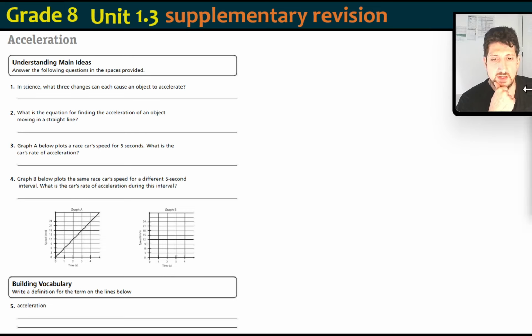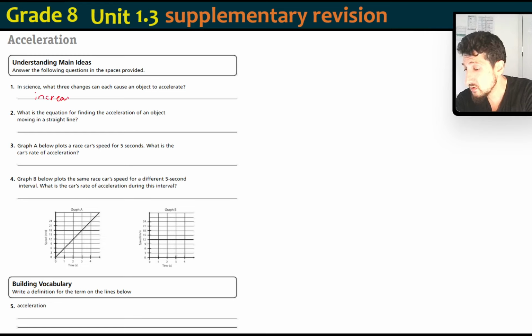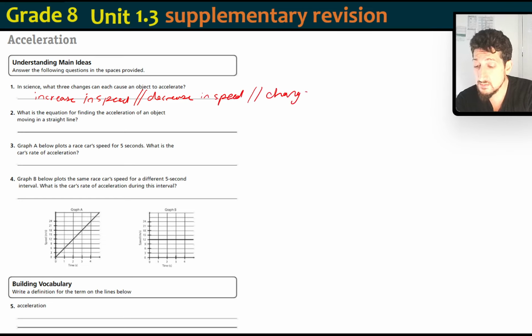This is something that we have talked about in class many, many times. Inshallah, most of you would get that the three changes are: an increase in speed, which is a form of acceleration; a decrease in speed, which is also acceleration; so either speeding up or slowing down; and the last one is changing direction. All of these are forms of acceleration.